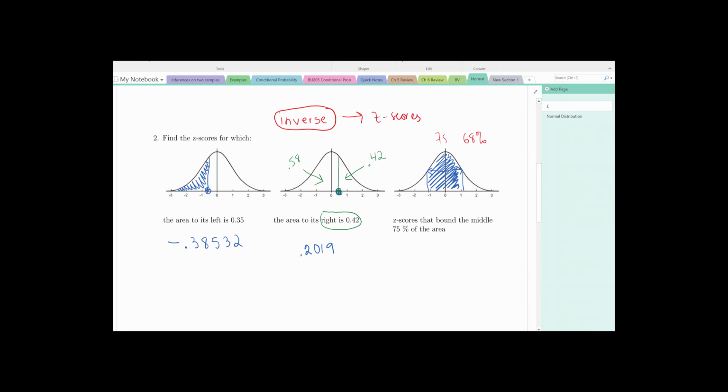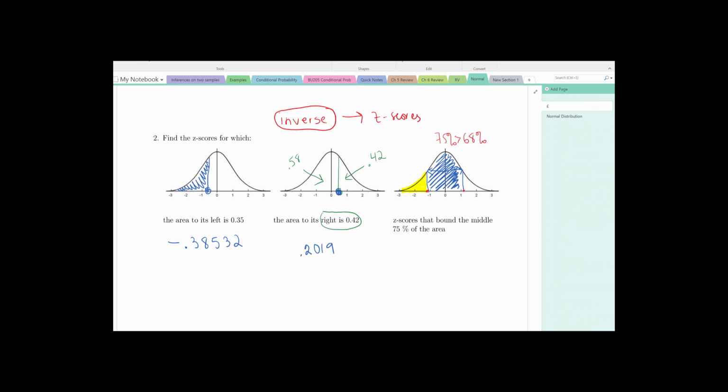Because 75% is greater than 68. I know my values should be right around here. They will be probably close to 1, but not too far off, okay? So how would I approach this problem? I need to find these z-scores. But what's going to happen here? I need to find the area to the left of this z-score right here.